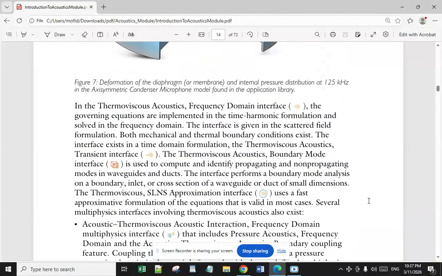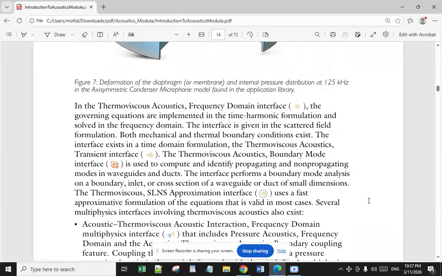In the thermoviscous acoustics, frequency domain interface, the governing equations are implemented in the time-harmonic formulation and solved in the frequency domain. The interface is given in the scattered field formulation. Both mechanical and thermal boundary conditions exist. The interface also exists in a time domain formulation.